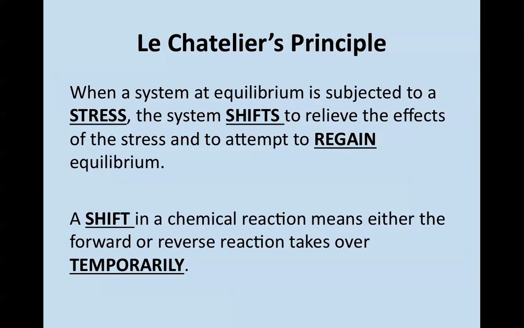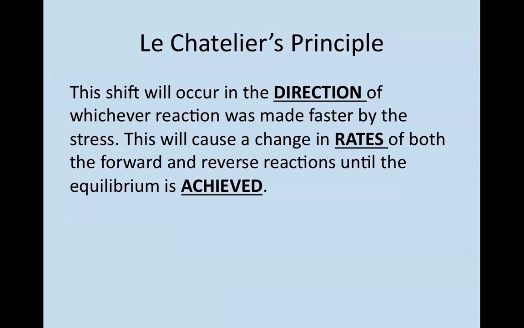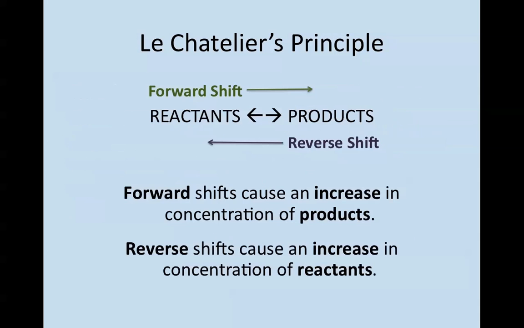A shift is temporary. It's going to cause the forward or reverse reaction to take over for a period of time. Now, the shift will occur in the direction of whichever reaction was made faster by that initial stress. This will cause a change in the rates until equilibrium is achieved again. So I'm going to be using two terms, a forward shift or a shift to the right, and a reverse shift or a shift to the left.